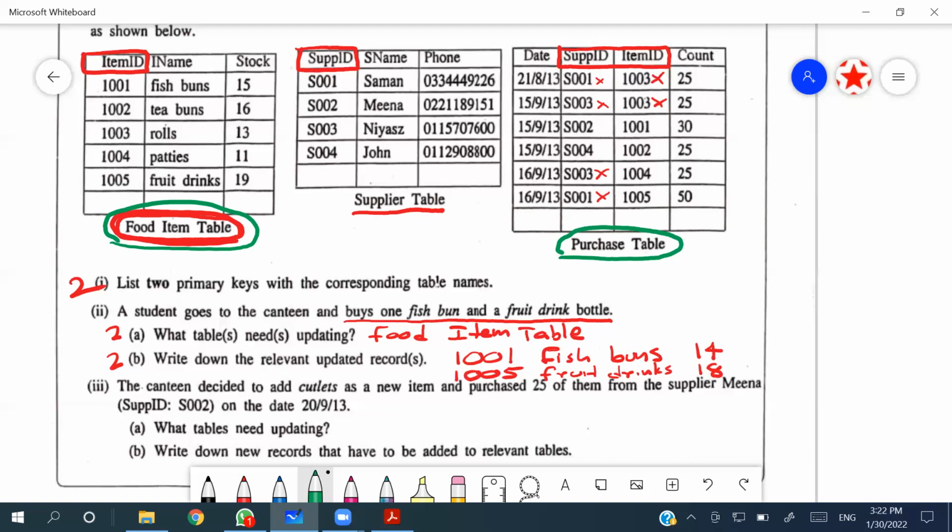Then they are asking how the record should be updated. So how is it going to be updated? It's a new item. So in the item ID, people hold on a minute.